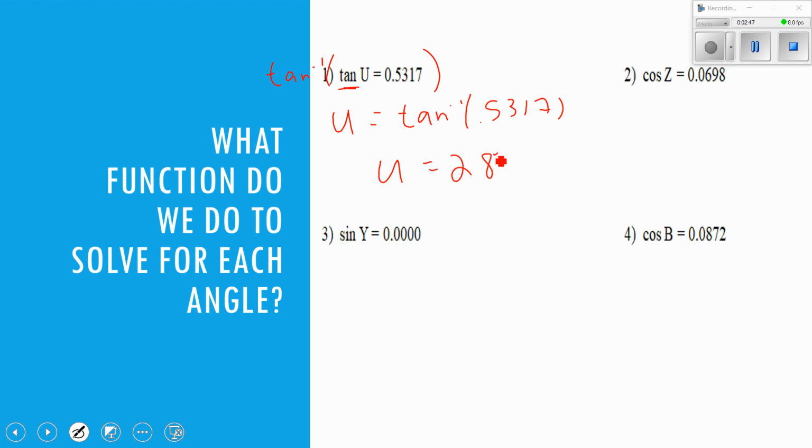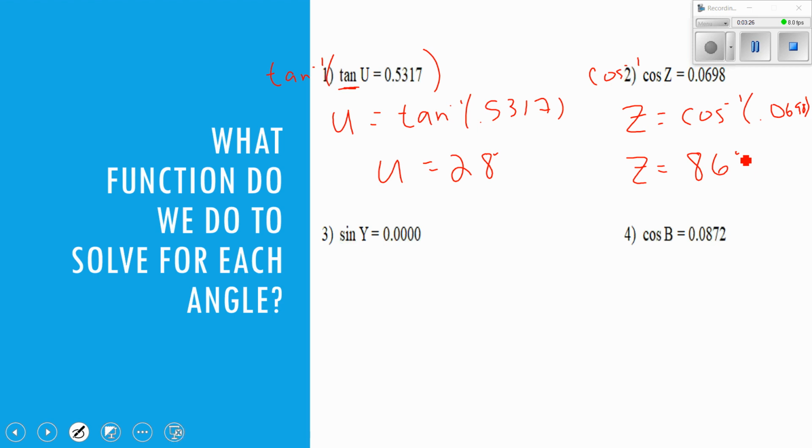On number 2, it says cosine of z. So again, we want to do the inverse of that trig function. We're going to do the inverse of cosine. So cosine^-1, or arc cosine, cancels out on the left to give us just z. Goes over here and gives us inverse cosine of 0.0698. I type trig, inverse cosine, 0.0698 in my calculator, and I would get that z is equal to 86 degrees.